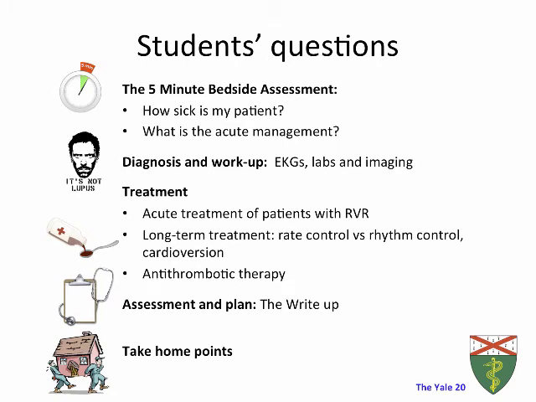So, outline of the presentation, we'll begin with a 5-minute bedside assessment asking how sick is my patient and what is the acute management. We'll discuss the diagnosis and workup, including EKGs, labs, and relevant imaging. We'll then move on to the treatment, including the acute treatment of patients with rapid ventricular rate, long-term treatment, including rate control versus rhythm control and cardioversion, as well as antithrombotic therapy. We'll finish with the assessment and plan with a sample write-up, as well as some take-home points.